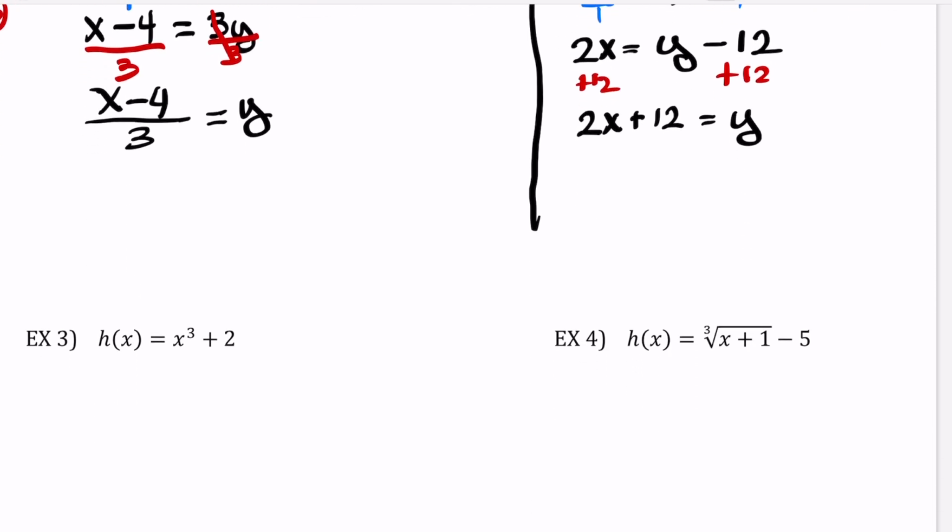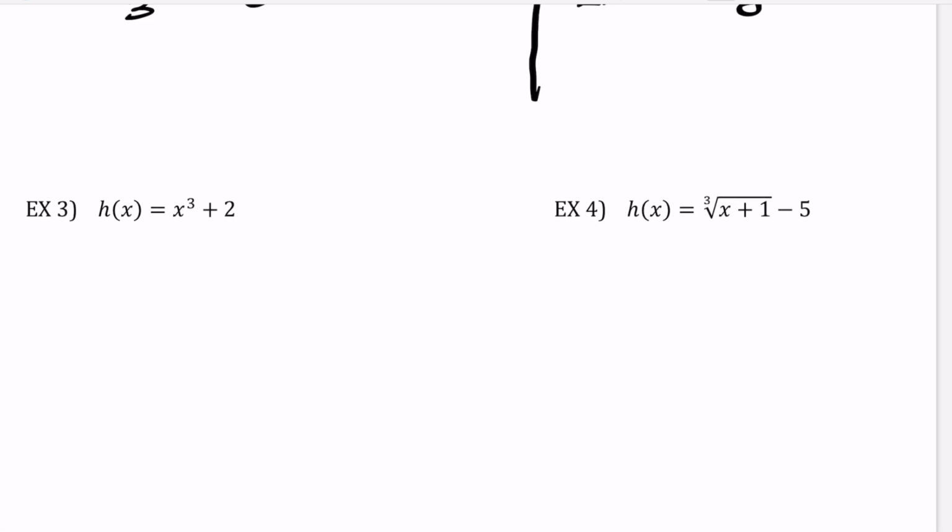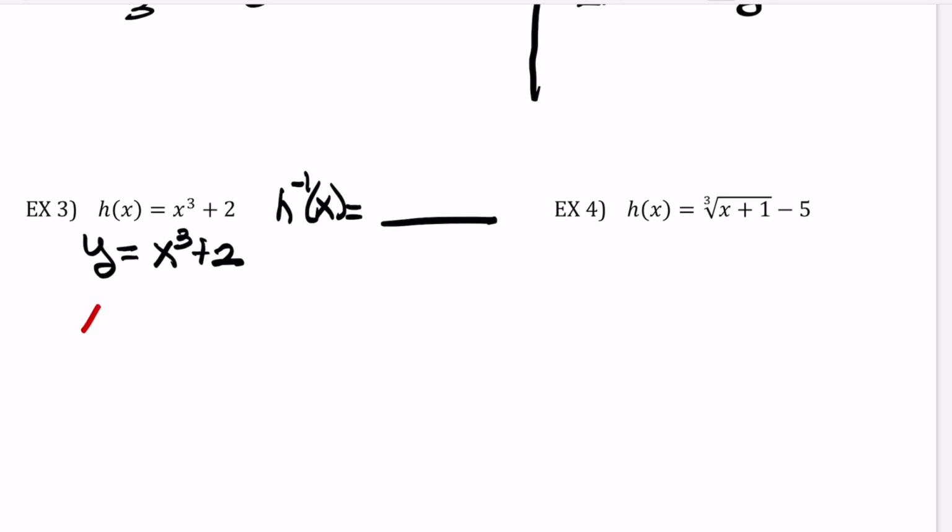So let's look at example 3. Example 3 is h of x, so we are looking for h inverse of x. And to find that, first of all, we're going to write h of x as y. So we'll have y equals x to the third plus 2. And then, of course, inverse means to switch your x and y. So we'll have x equals y to the third plus 2.